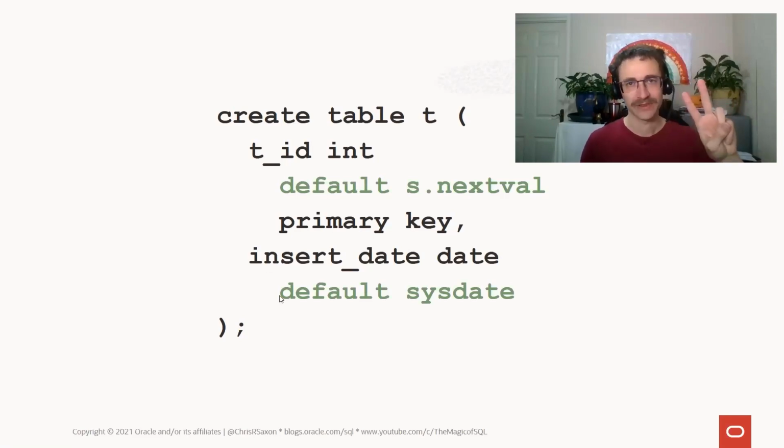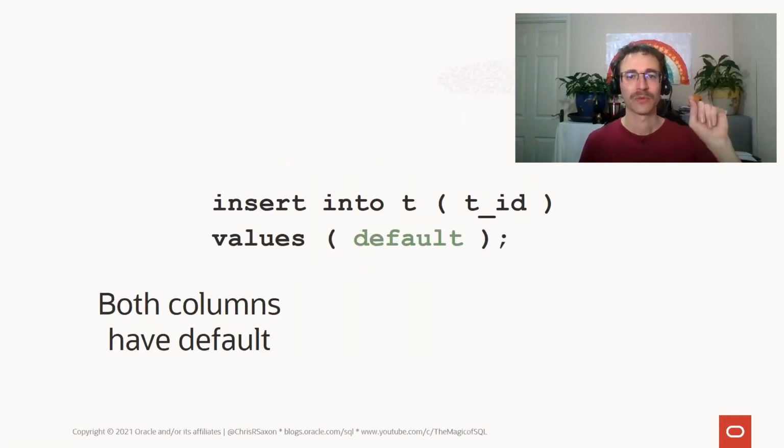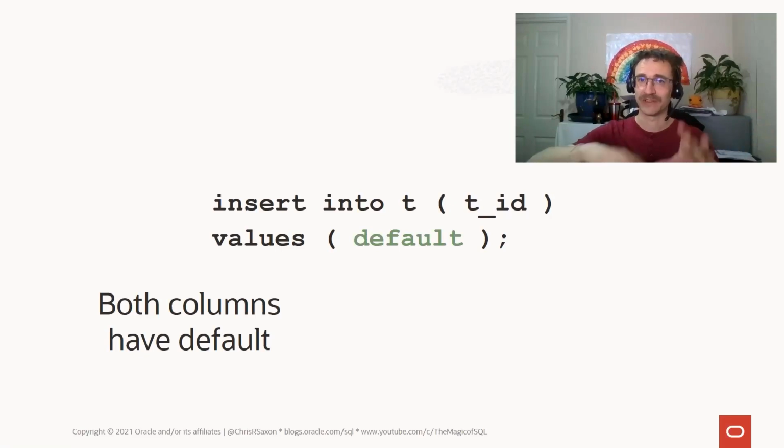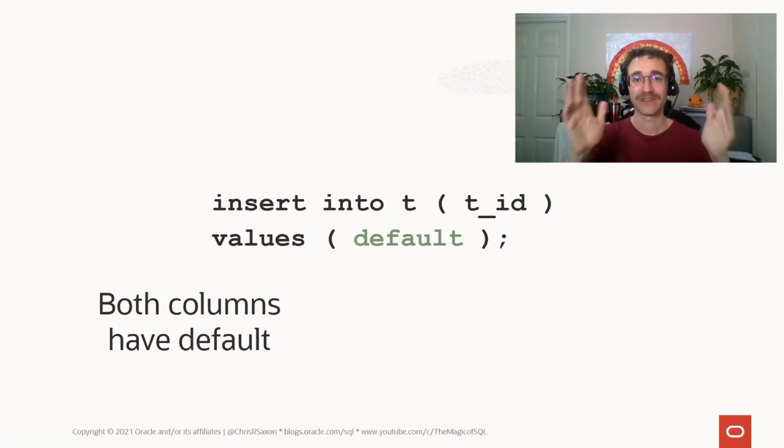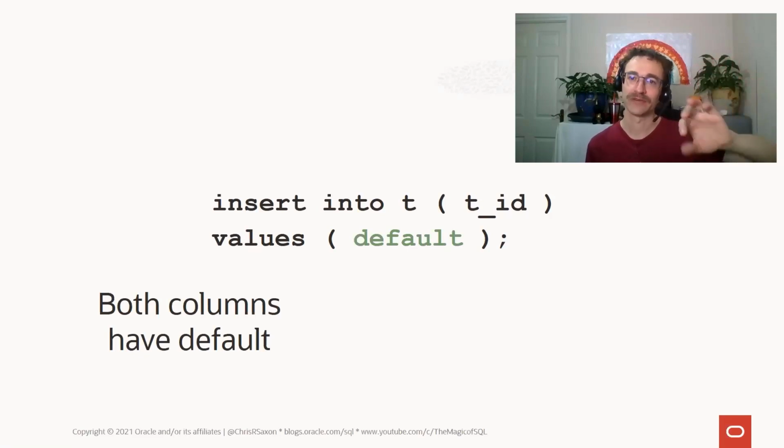There's a couple of ways we can provide those defaults. One is to use the default keyword. So instead of inserting a particular value, a literal or a variable, you can literally put in default and it will insert whatever that default value is. The other way here is we've only provided the value for the primary key. We haven't listed insert date. So any columns that you haven't listed will get the default value. So both of the columns in this insert get the default value.